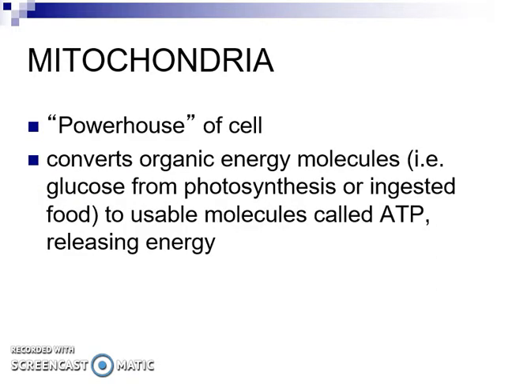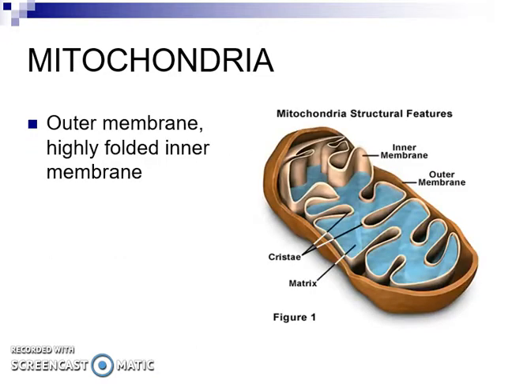Mitochondria, very, very important. The powerhouse of the cell, converts organic energy molecules such as glucose from photosynthesis or ingested food into usable energy called ATP. Mitochondria contain an outer membrane, but the inner membrane is highly folded, and that adds a lot of surface area for more chemical reactions. This is actually the site of cellular respiration.